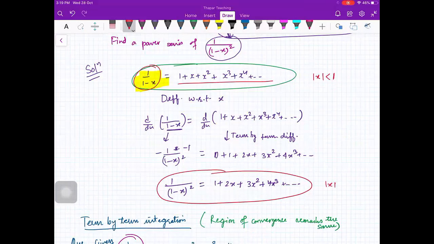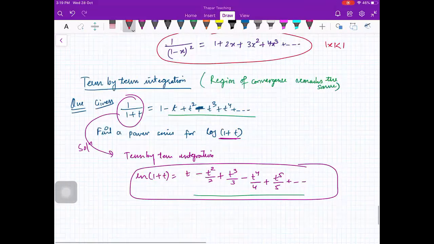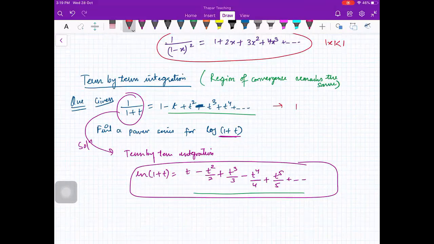Fine. So here this series again is valid when mod t is less than 1. So this series is also valid when mod t is less than 1. If you remember, whenever you write the logarithmic series, you have this condition. And for the binomial also, you have this condition. Is that okay?